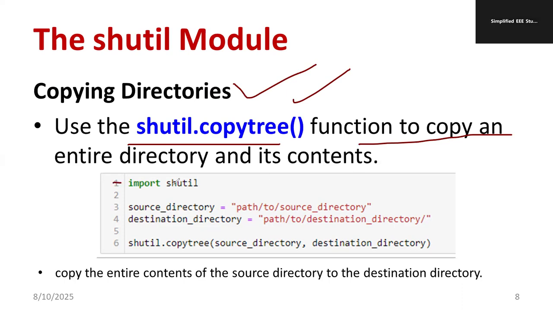Function to copy an entire directory and its content. First of all, you have to import the shutil module. Later, you have to mention the source directory. So this is the address of the source directory. Either you can pass a relative path or an absolute path.